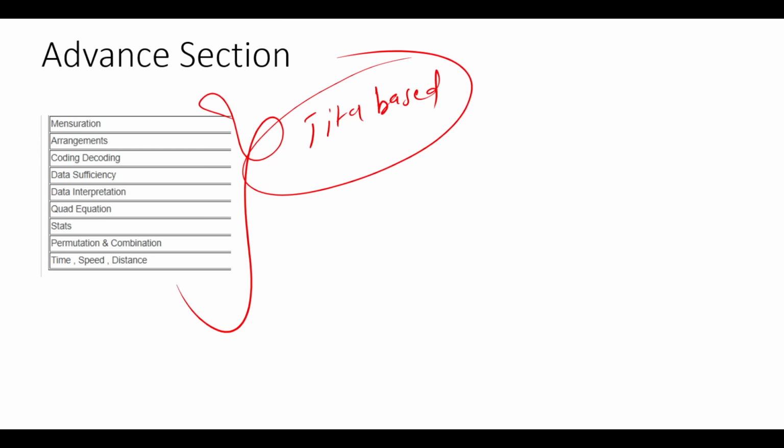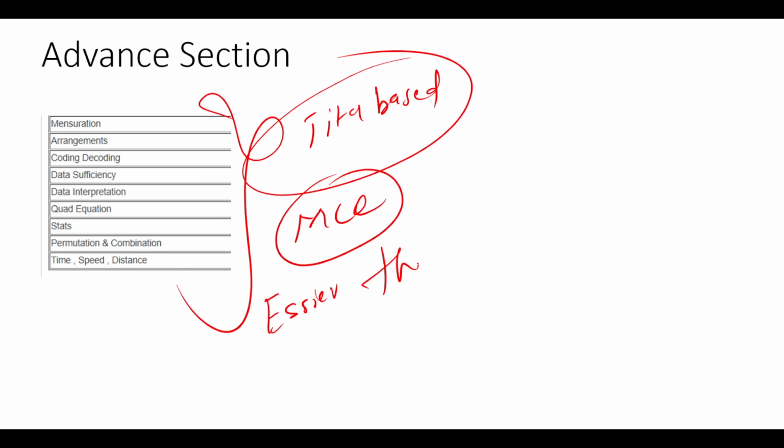For the advanced section, almost all questions were type-based. That means you need to type the answer. There was no MCQ, but this section was easier than foundation. The cutoff was high, around 8 to 9 questions. And it was easier than the foundation section.